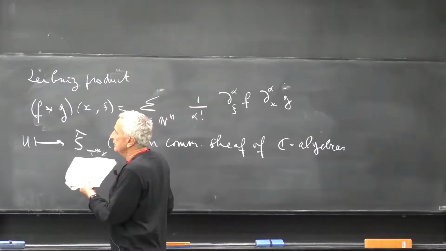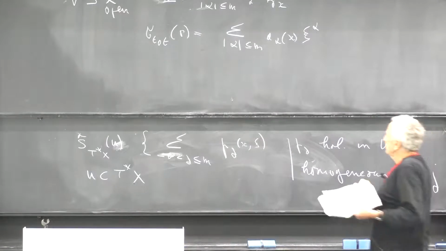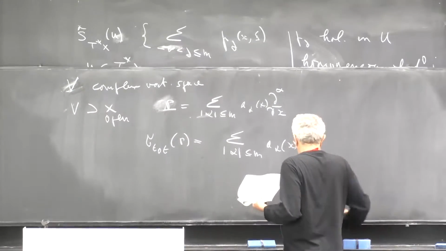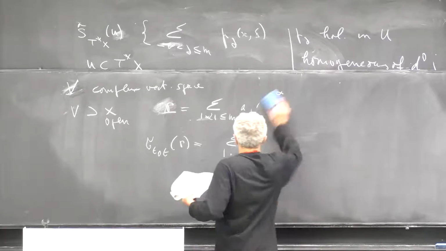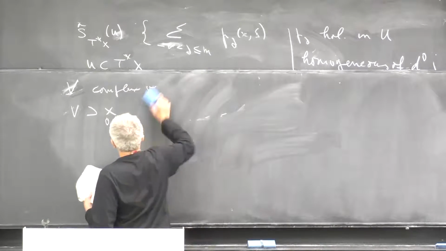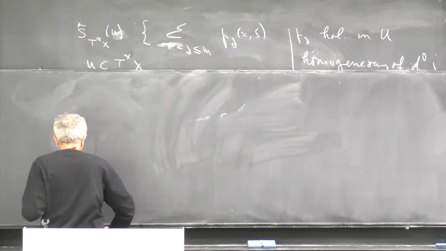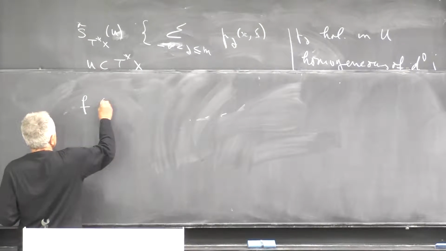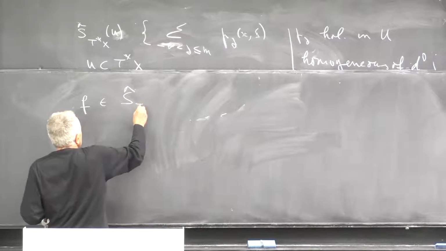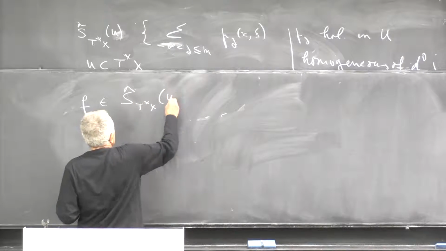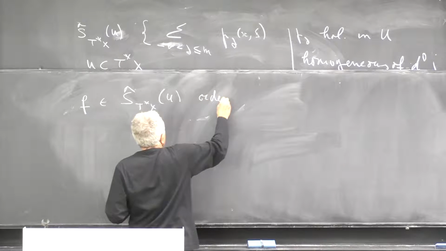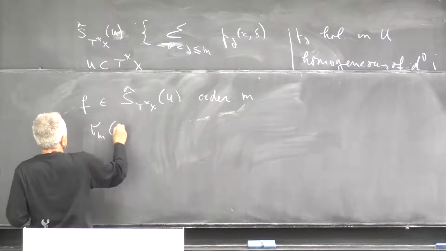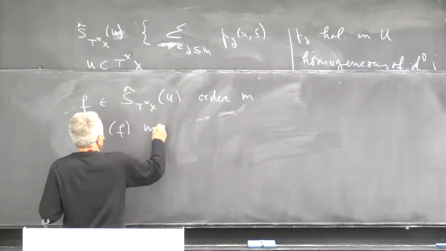And here you can invert. So now assume that f has order m, let's say, and the symbol of order m of f is invertible.